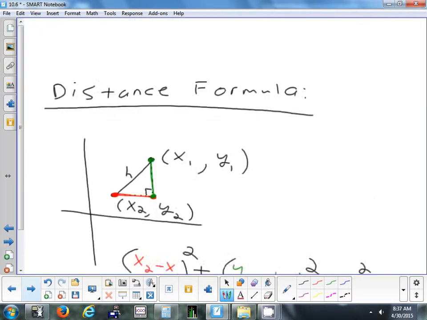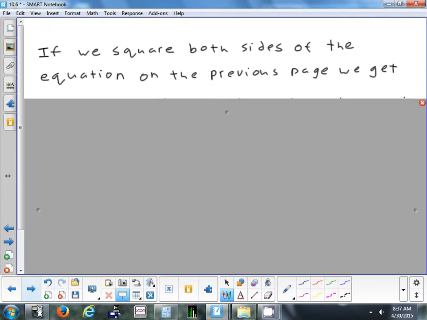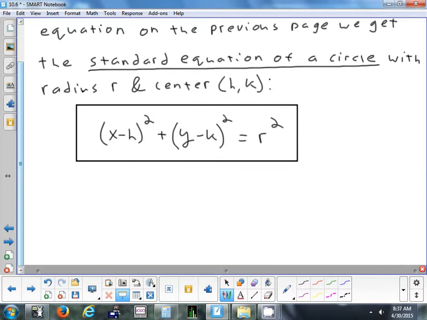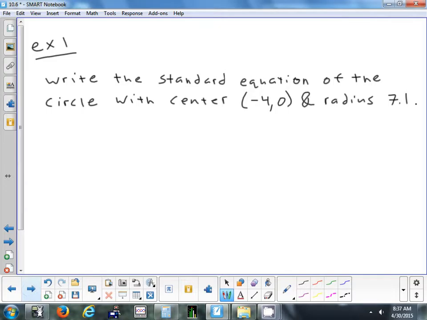All right, so let's try an example. You guys already wrote that down. That's the standard equation for a circle, radius r, center h, k. We did it on the other page. So what I want to do is write the standard equation of a circle with the center negative 4, 0, and the radius 7.1.